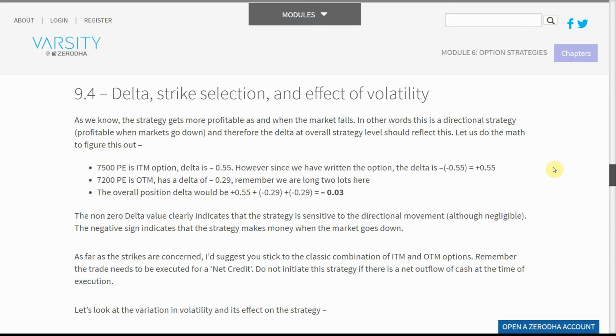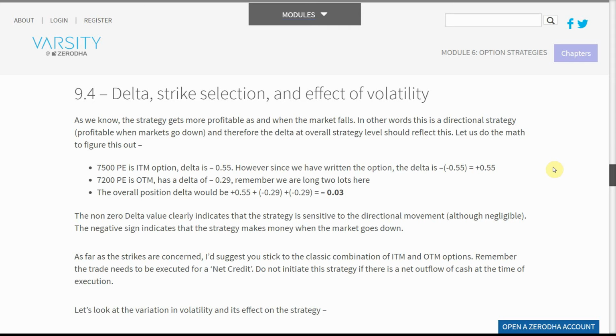7,500 PE as ITM option. Delta is 0.55. However, since we have written the option, the delta is minus 0.55, which equals plus 0.55. 7,200 PE as OTM has a delta of 0.29. Remember, we are long 2 lots here. The overall position delta would be plus 0.55 plus minus 0.29 plus minus 0.29 equals 0.03.